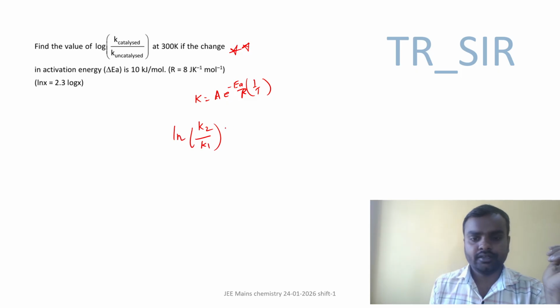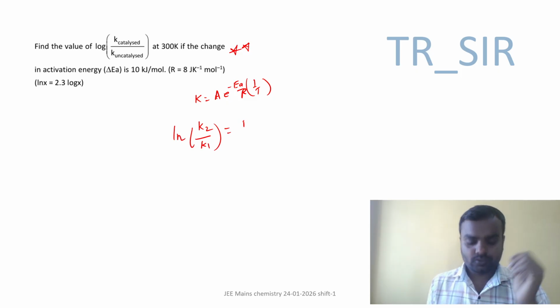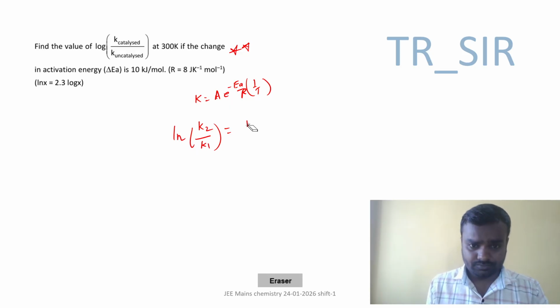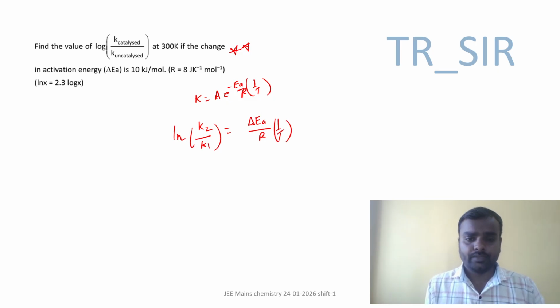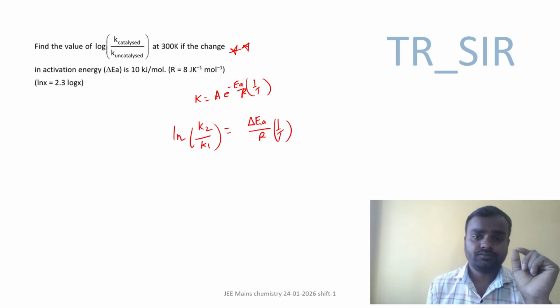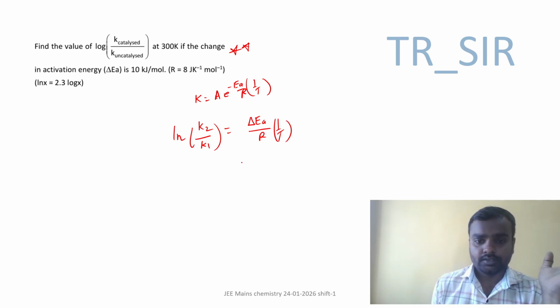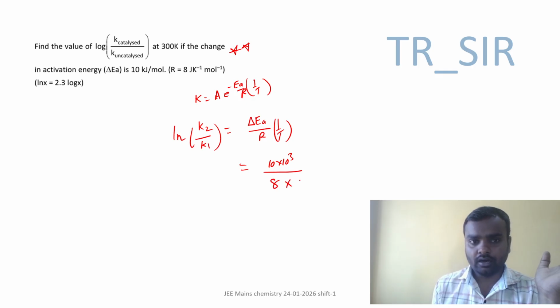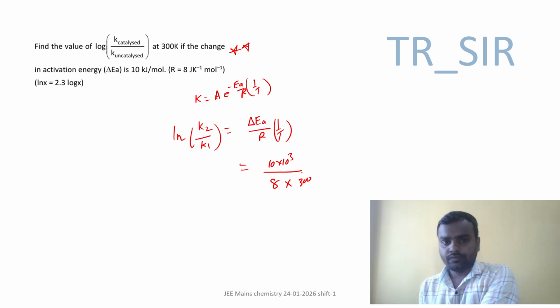So ln we can take here Ea by... so which is more energy? The given delta E value, how much? Delta Ea by R into 1 by T. So this value will vary. When catalyzed reaction, activation energy will be less. When not catalyzed, activation energy is more. Right? So here 10 converted into joules, 10 power of 3 by R value 8 into temperature, how much? 300 Kelvin.